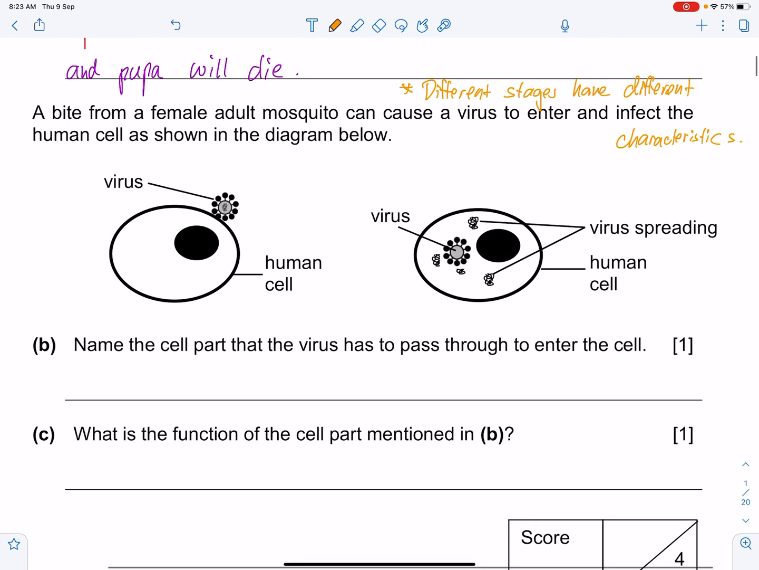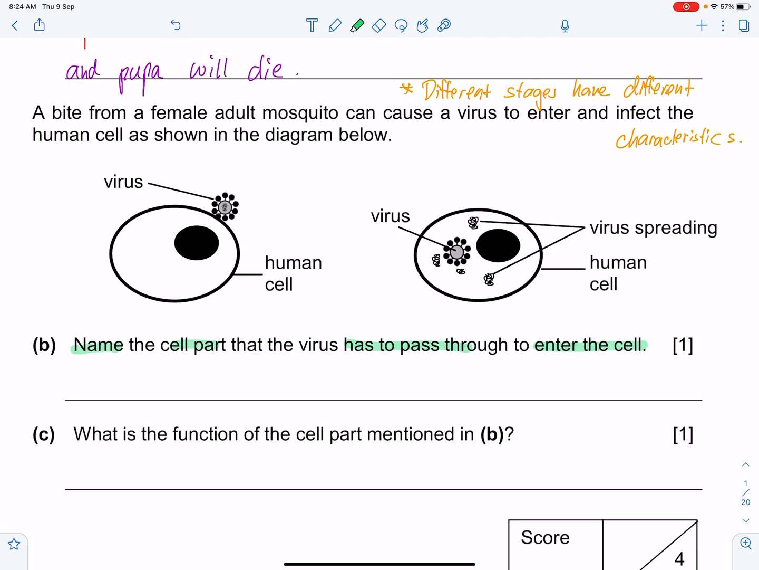Okay, let's move on. Name the cell part that the virus has to pass through to enter the cell. So this is actually a question on what? Cells. And remember I told you for cells, it is very important to be able to identify the parts and its function. These two must come hand in hand, and it can only be memorized, no other way. So if you're not hardworking enough to go and memorize it, then I'm sorry. When this kind of content question comes up, you won't be able to answer.